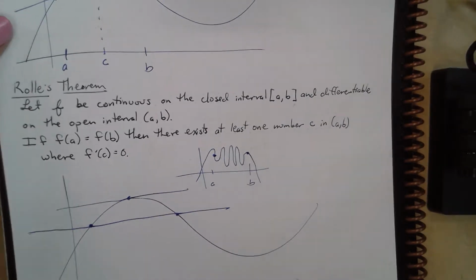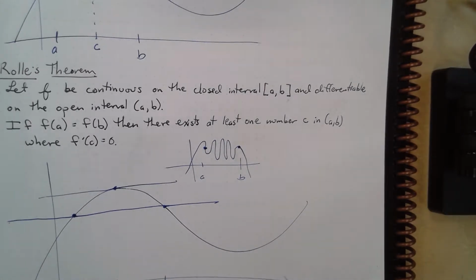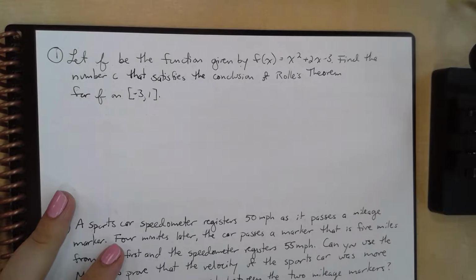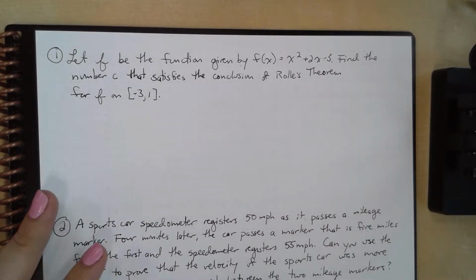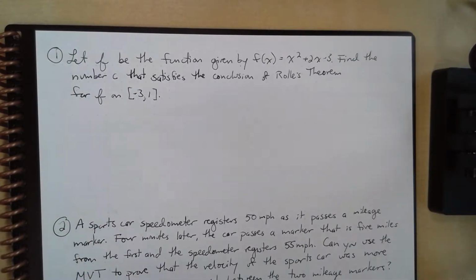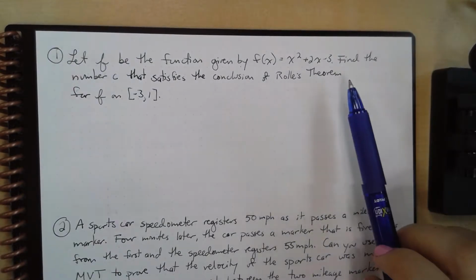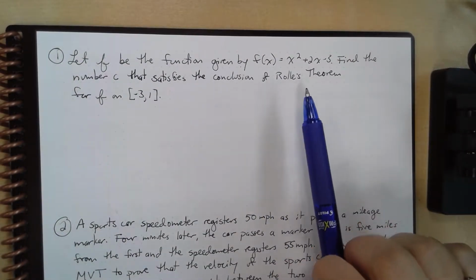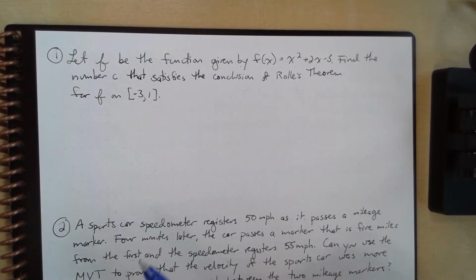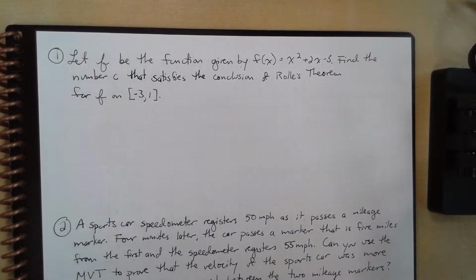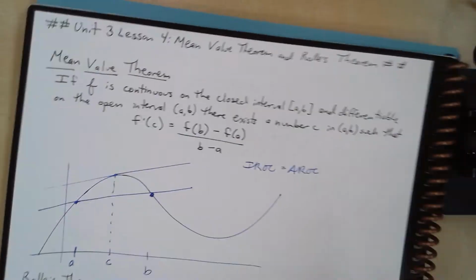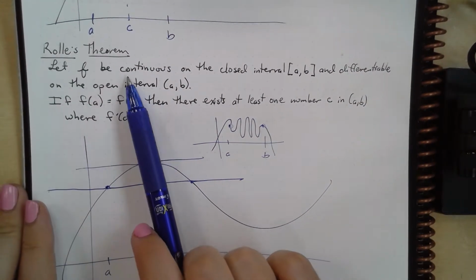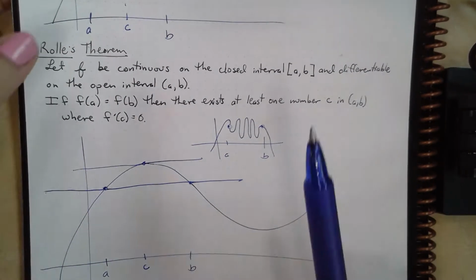All right, so let's actually do some practice here. Let f be the function given by f of x equals x squared plus 2x minus 3. We want to find the number c that satisfies the conclusion of Rolle's theorem for f on [-3, 1]. First of all, we have to decide a few things here. Is it continuous and is it differentiable?